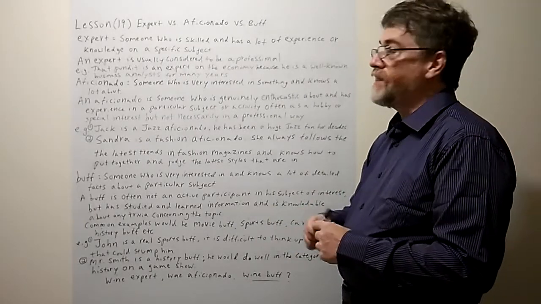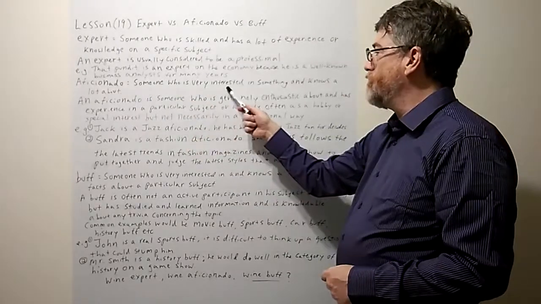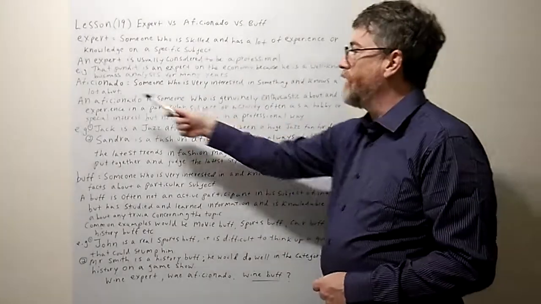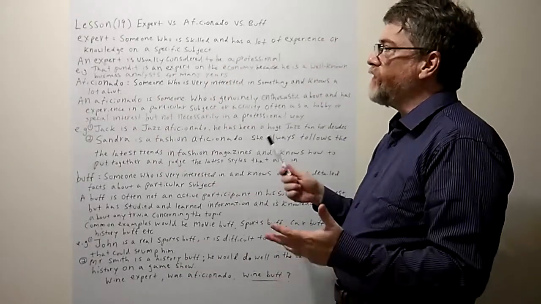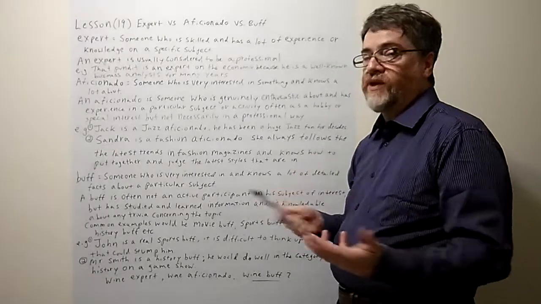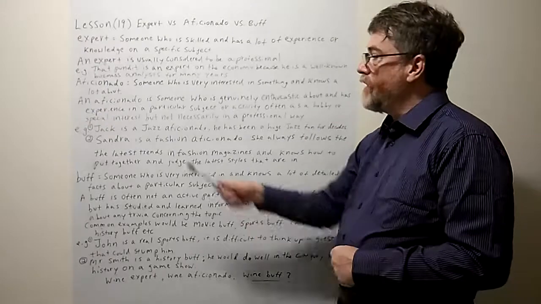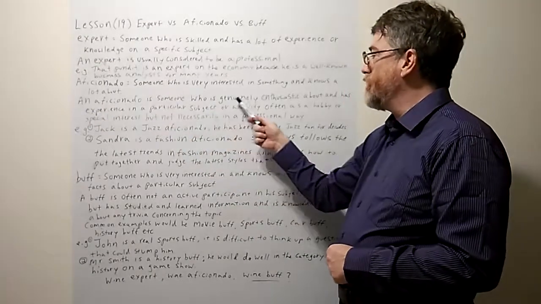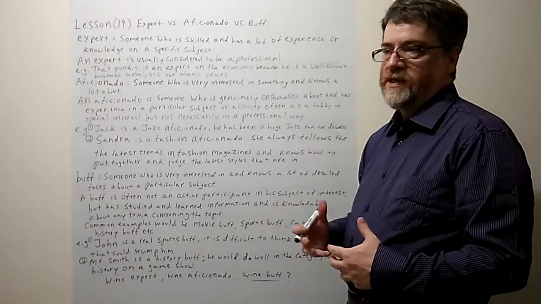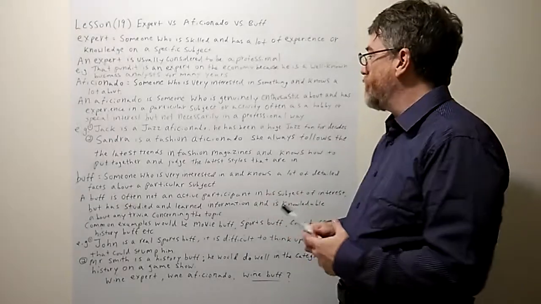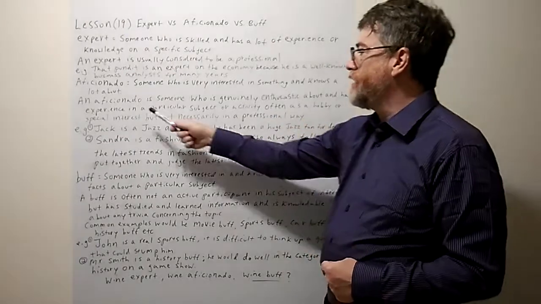Okay. So let's take a look at aficionado. Aficionado, someone who is very interested in something and knows a lot about it. So again, the basic definitions do look a bit similar, but we can add some points to clarify it. An aficionado is someone who is genuinely enthusiastic. Yeah, they're really into this subject or this area of interest. Genuinely enthusiastic about it and has experience.